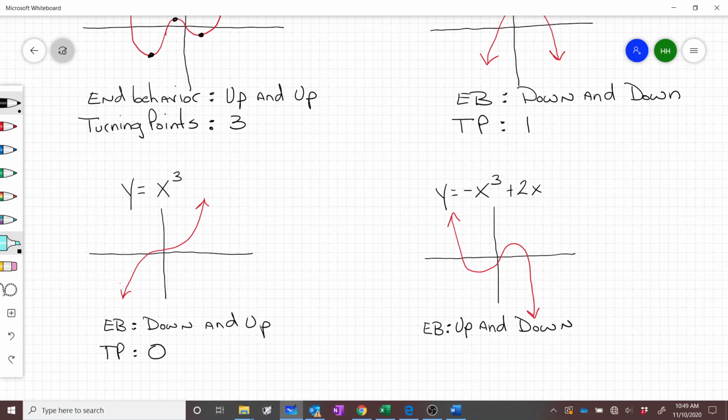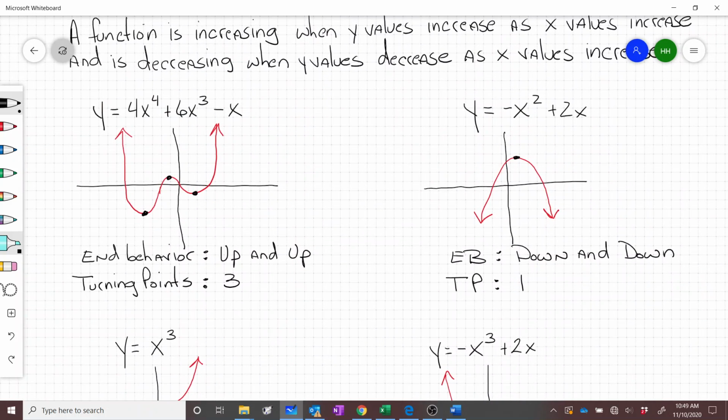Alright, we got turning points on this last example. Got 2 of them. Got one right here and one right here. So we got 2 turning points. What was the equation for the down and down? Yeah. Negative x squared.